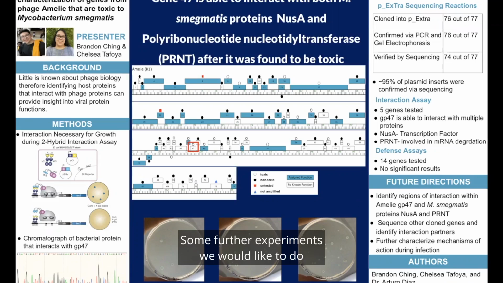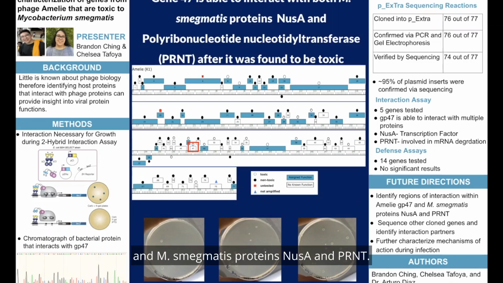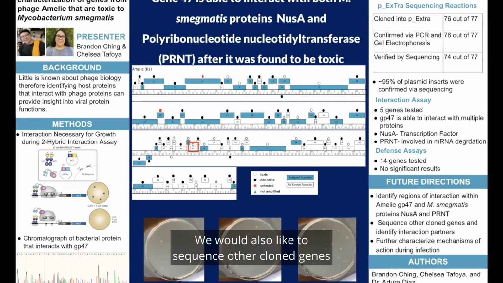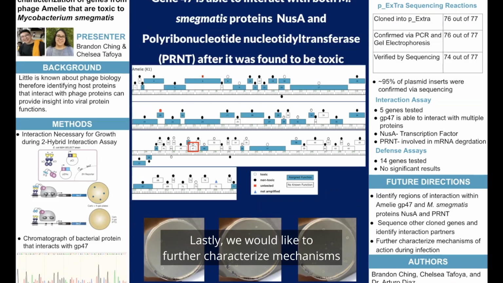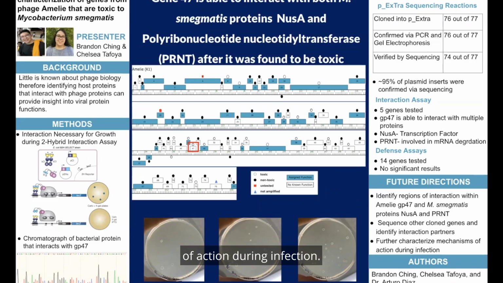Some further experiments we would like to do include identifying regions of interaction between Amelie GP47 and M. smegmatis proteins NUS-A and PRNT. We would also like to sequence other cloned genes and identify their interaction partners. Lastly, we would like to further characterize mechanisms of action during infection.